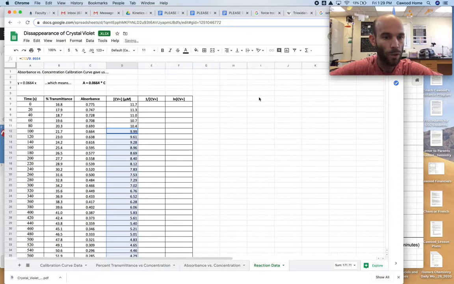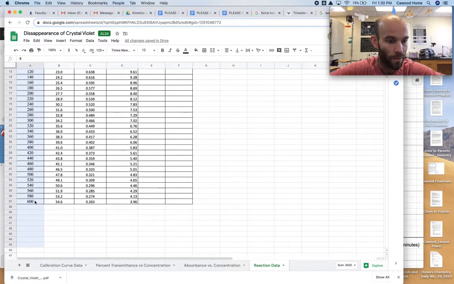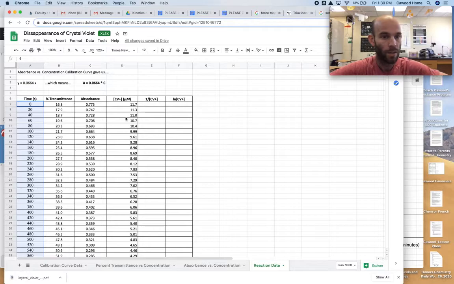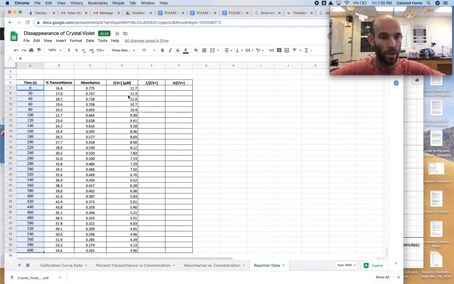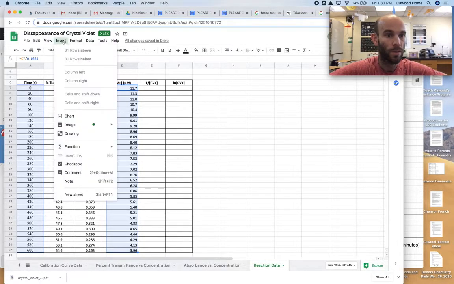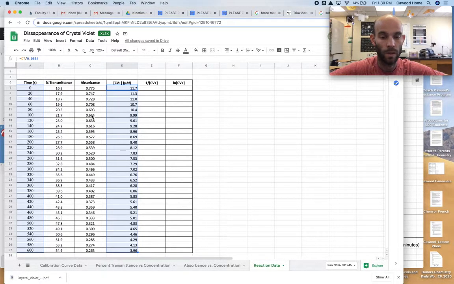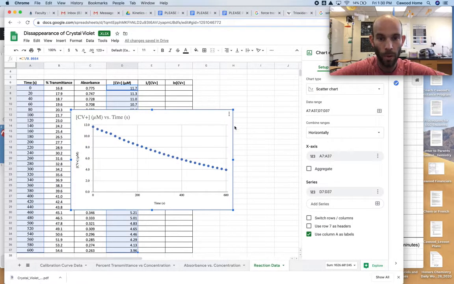All right, so there's our concentration data. Let's graph concentration versus time. Time is going to be on the x-axis, and concentration, in micromolarity, on the y-axis. Just come on down, highlight again. There's our x-axis and concentration. We're going to insert a chart. And it did the scatter plot already. That's nice. Let's move it to its own sheet so we can have a look.